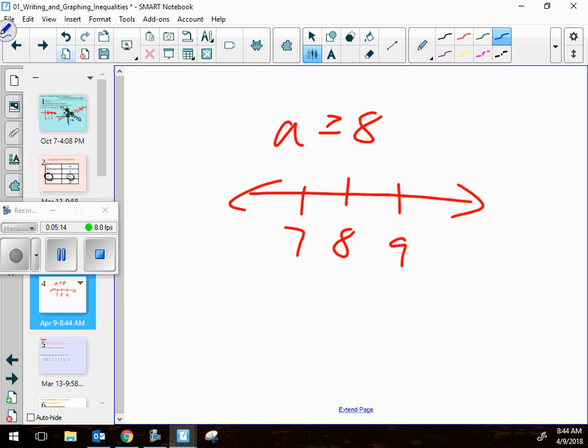And then I would circle the 8, and then how do I say greater than or equal to 8? Yes? Yes, because of the or equal to 8 part, yep. Yes, that direction. There you go. That's how you graph A is greater than or equal to 8.